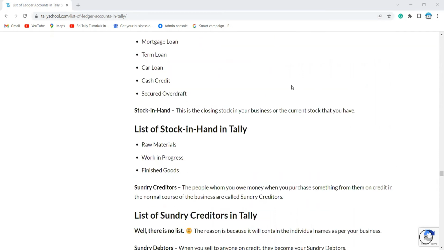No? Stock in hand. This is the closing stock in our business, the current stock that you have. Stock in hand means, as we know very well, stock, closing stock, opening stock of a company, work in progress, raw materials, finished goods. This all comes under stock in hand.